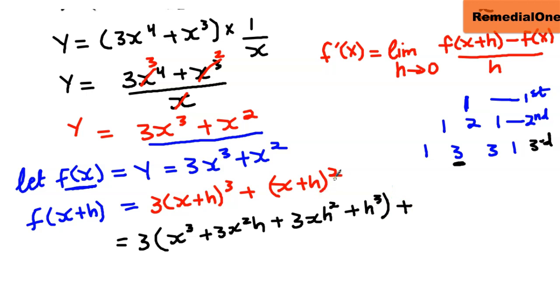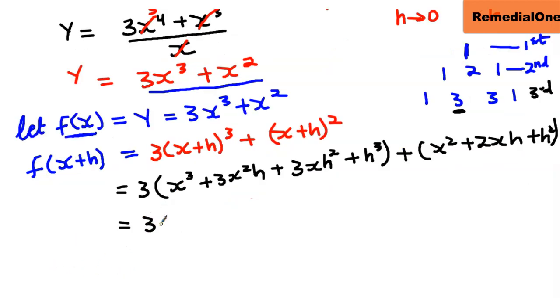Plus this one is squared, so we are using this coefficient 1 to 1. So here is going to be x squared plus 2xh plus h squared. And then here you have a coefficient, so we're going to multiply it to each of them, and that will give us our f of x.